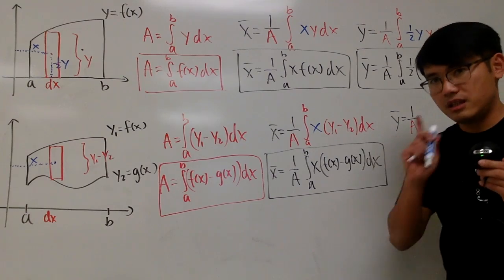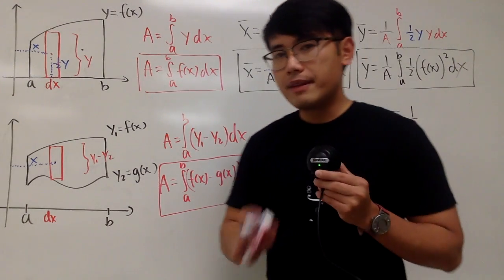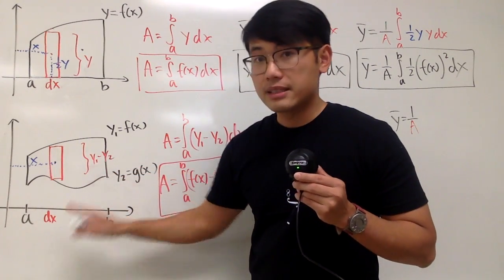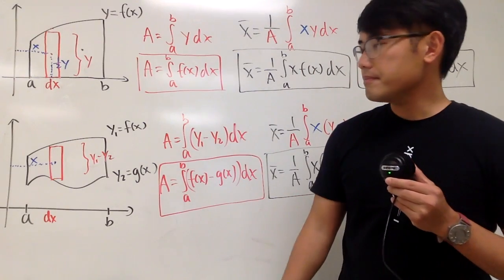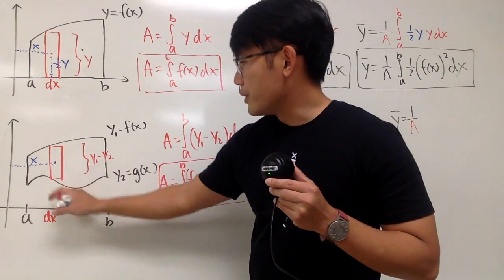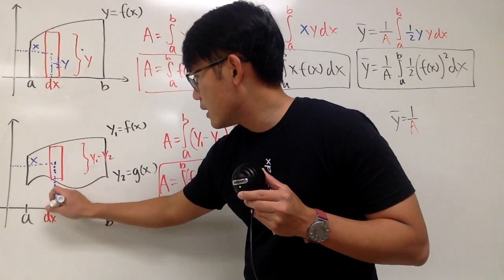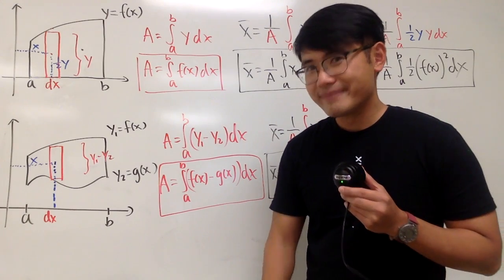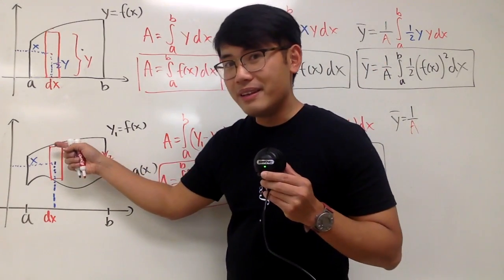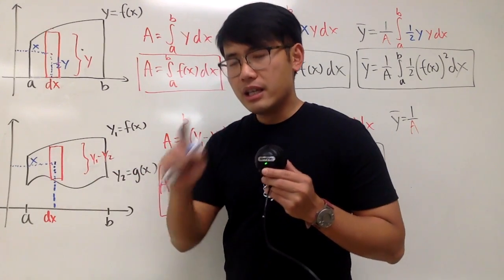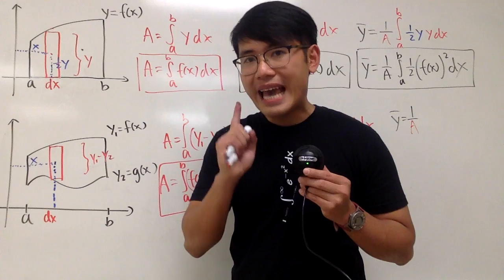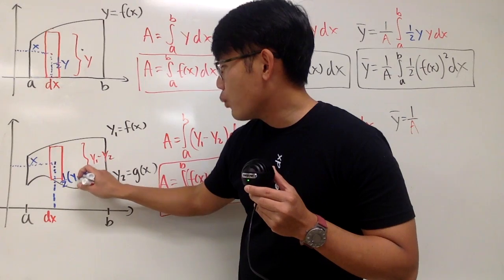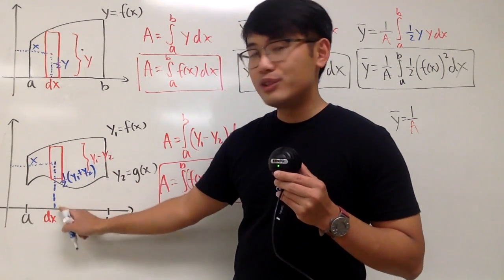Because we need the distance. Now, the distance is the tricky part. The area is still y1 minus y2 times dx. That's okay. The distance is the tricky part. I need to find out the distance from here to here. Let's see. How can we do that though? Again, we have to find the middle of this and that. The middle of this and that is precisely the average. The average is actually 1/2 times y1 plus y2.